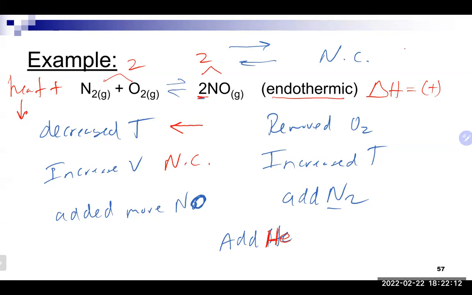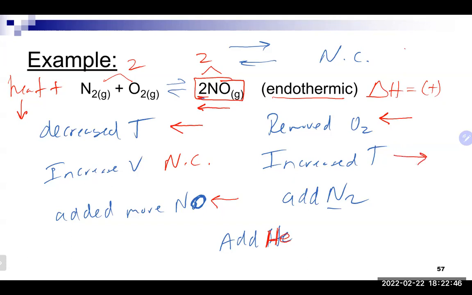Adding NO should cause it to shift to the left. Again, adding more on our product side will increase the amount of products, and that will kickstart the reverse reaction. If we remove O2, it is going to go to the left. Again, when we remove it, it goes towards it, depleting the reactants, causing the reverse reaction to occur. Increasing the temperature then means it should go to the right.